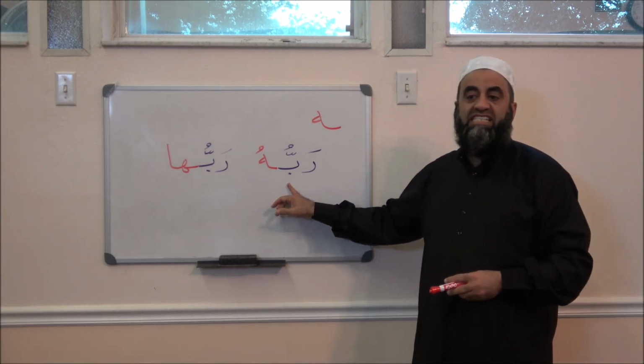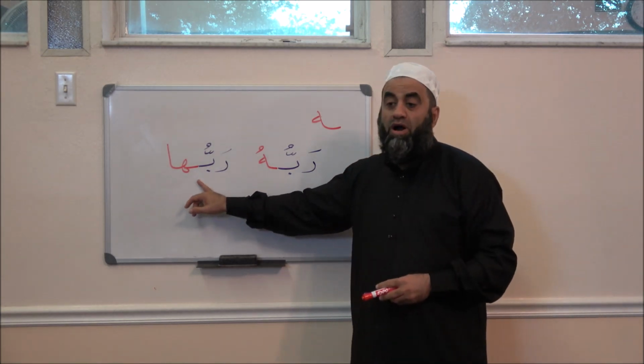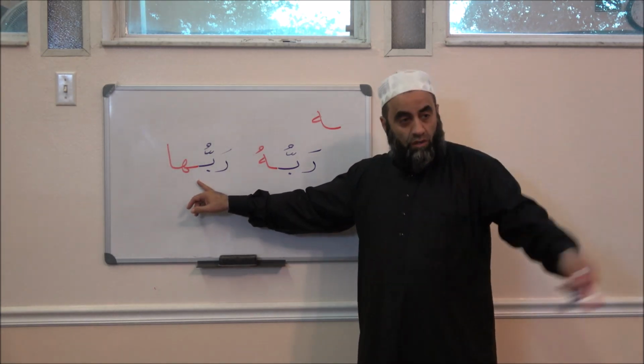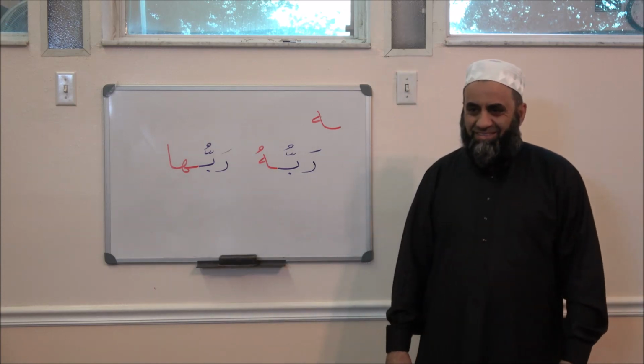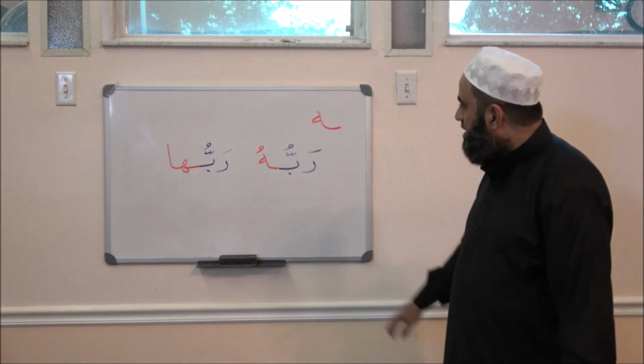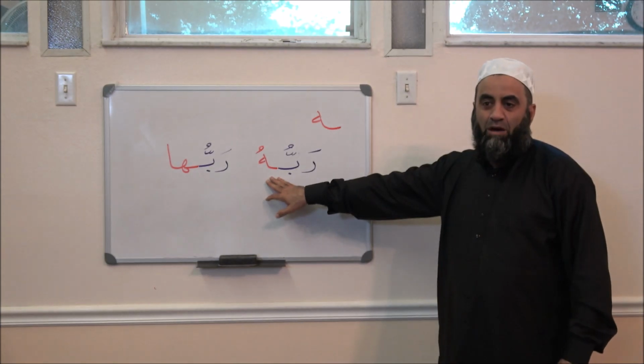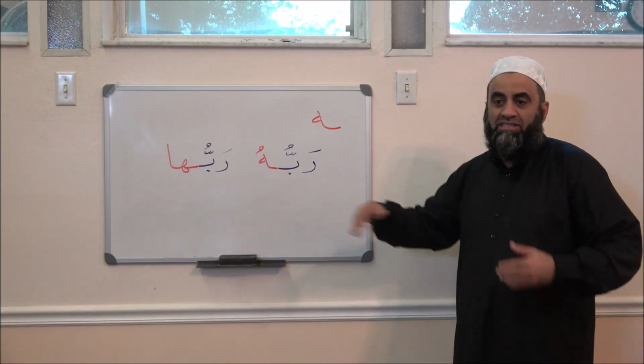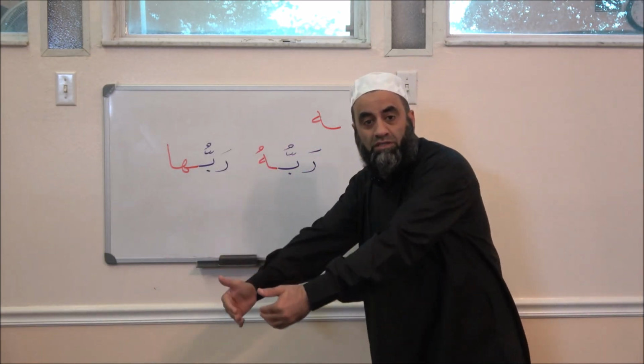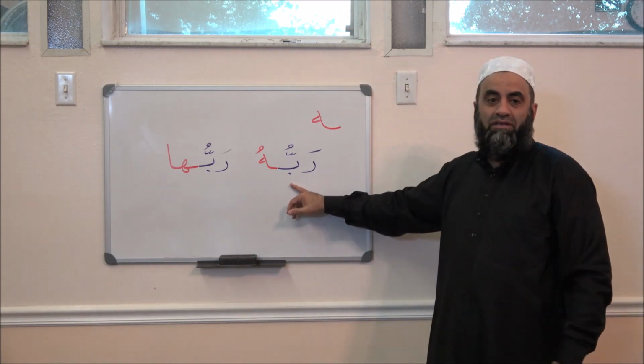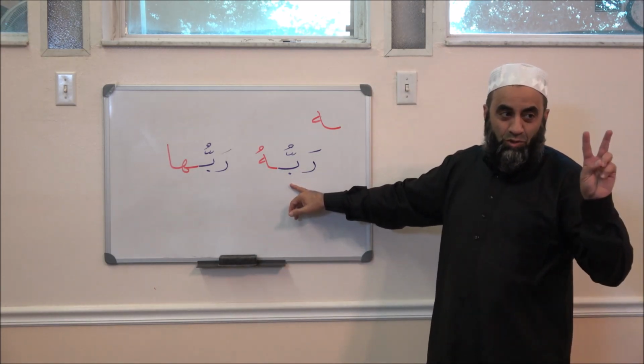Rabbuhu means his Lord. Rabbuha means her Lord, talking about a girl. Okay. Now it becomes easy. How do I make this plural? I want to say their Lord. How do I make it plural? I add, no, Rabbuhuma is for two.